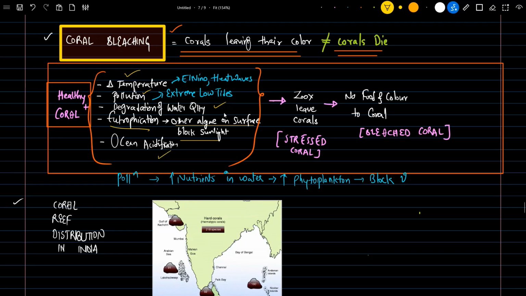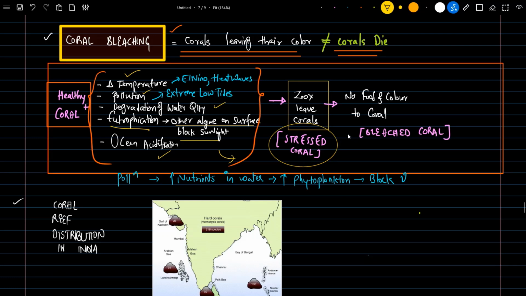If any of these situations is happening with the healthy coral, then what will happen? Zooxanthellae leaves the coral because it can't survive in these conditions. So it will be called stressed coral.